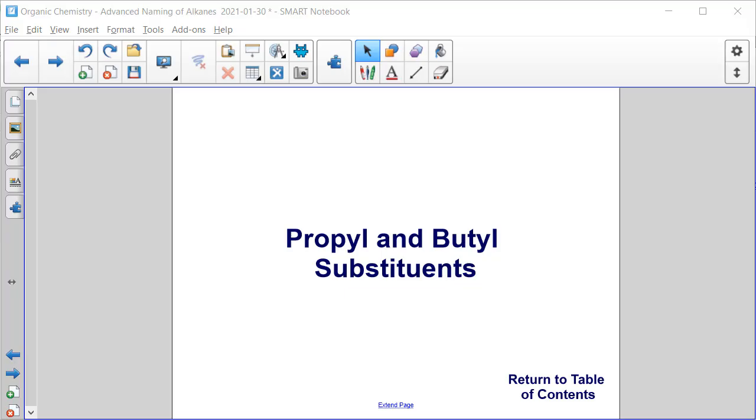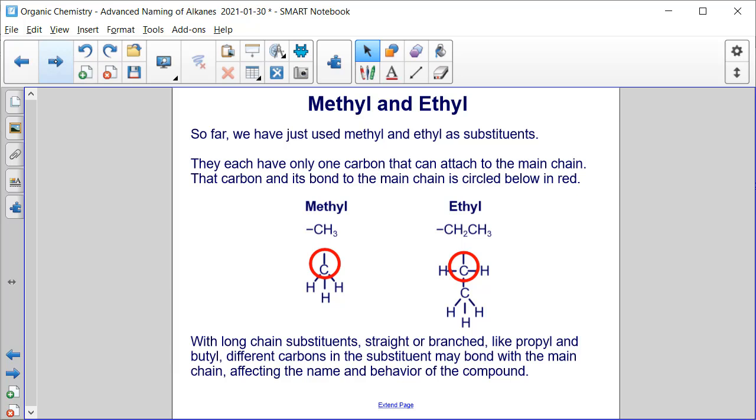All right, this next section, we're going to add some more substituents. So we've spent this entire unit so far talking about methyl and ethyl substituents. We're going to add our next two carbon chains, a propyl and a butyl substituent in this section. So far, we've just used methyl and ethyl. They each have only one carbon that can attach to the main chain. That carbon and its bond is circled.